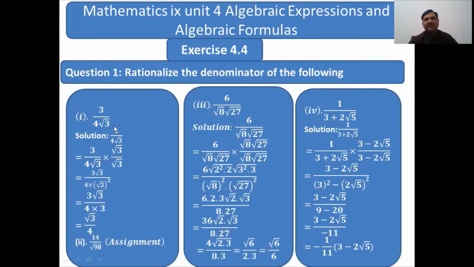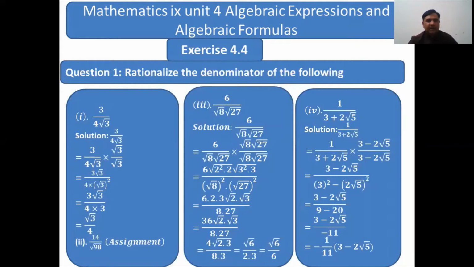So how can we rationalize this? Here square root of 3 is a surd. So we want to remove this square root of 3 in the denominator. So how can we remove that? We just have to multiply and divide with square root of 3. To remove this surd in the denominator, we have to multiply and divide with square root of 3.